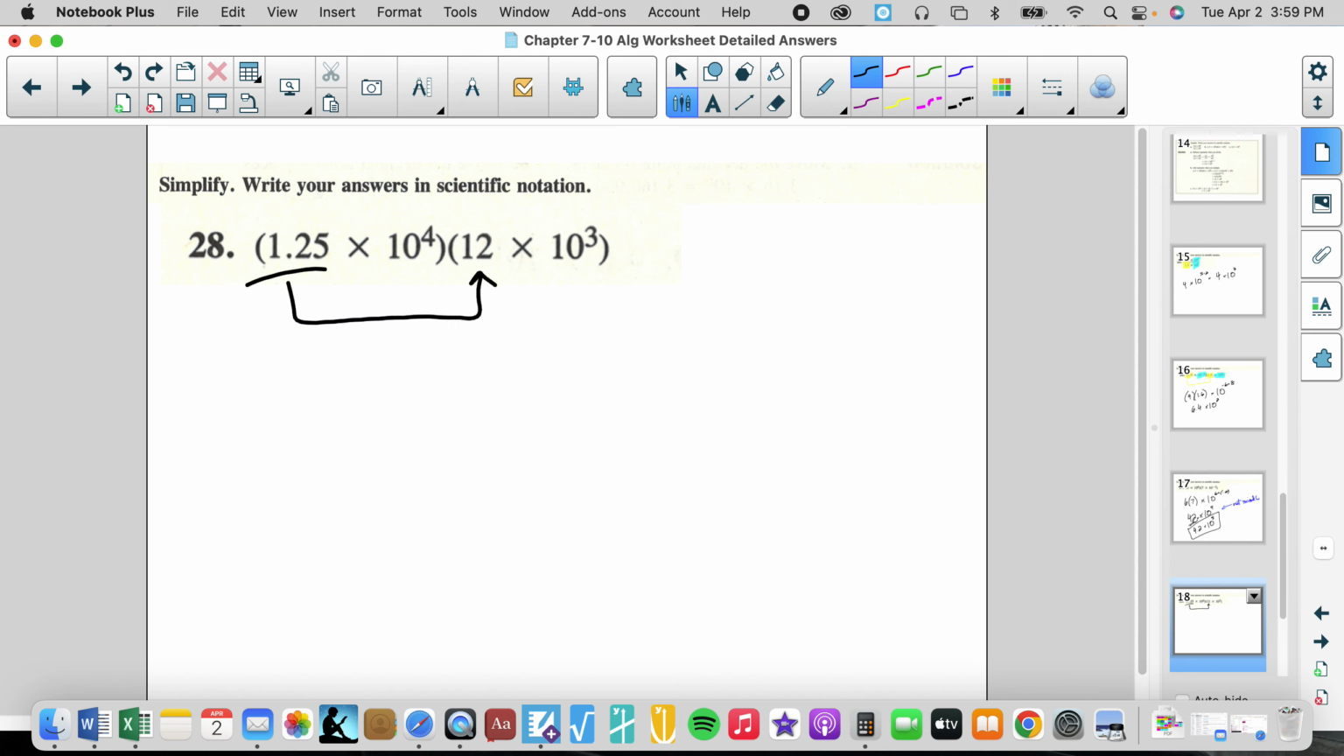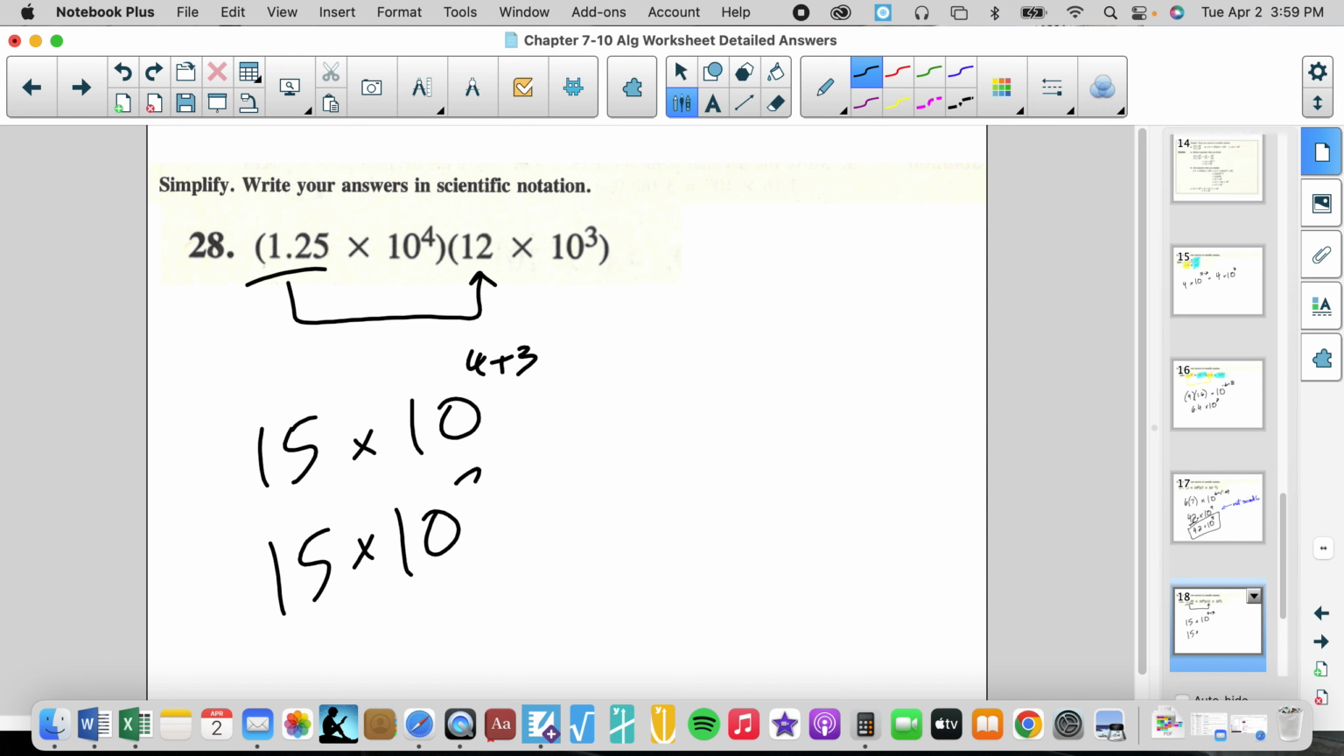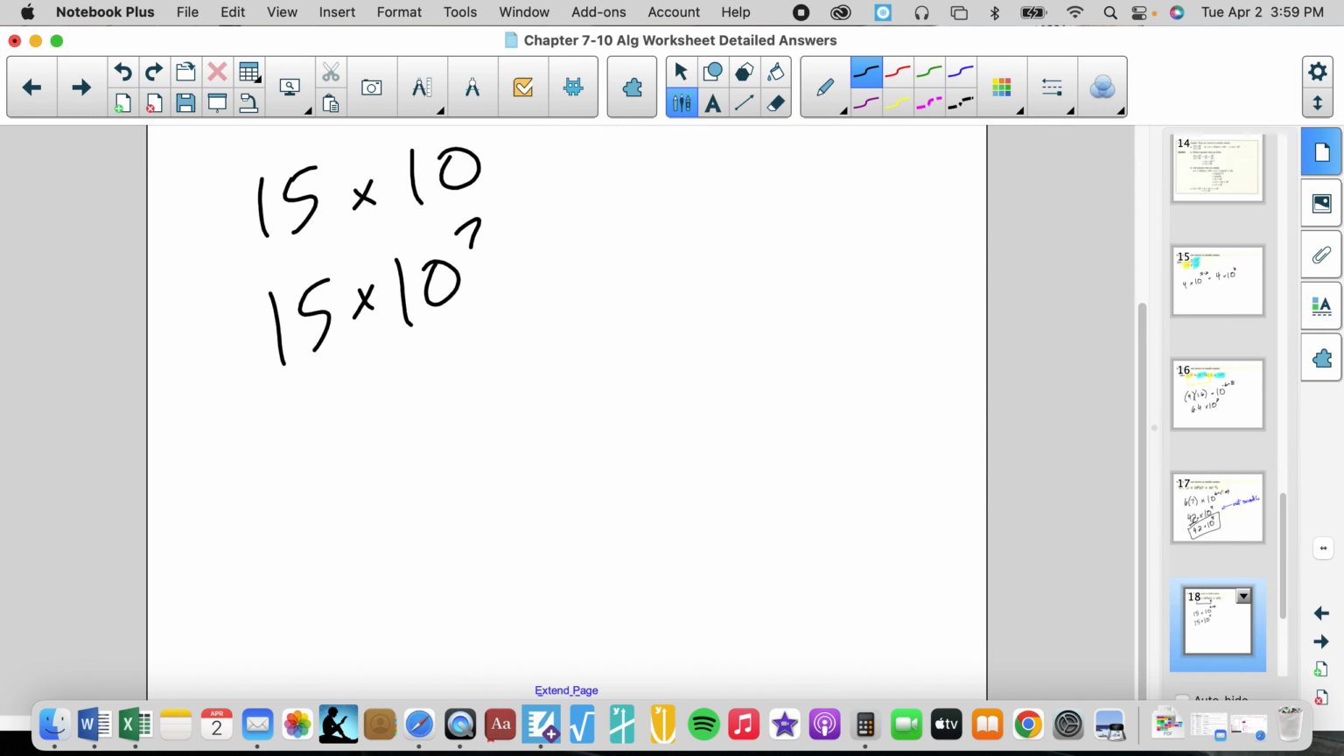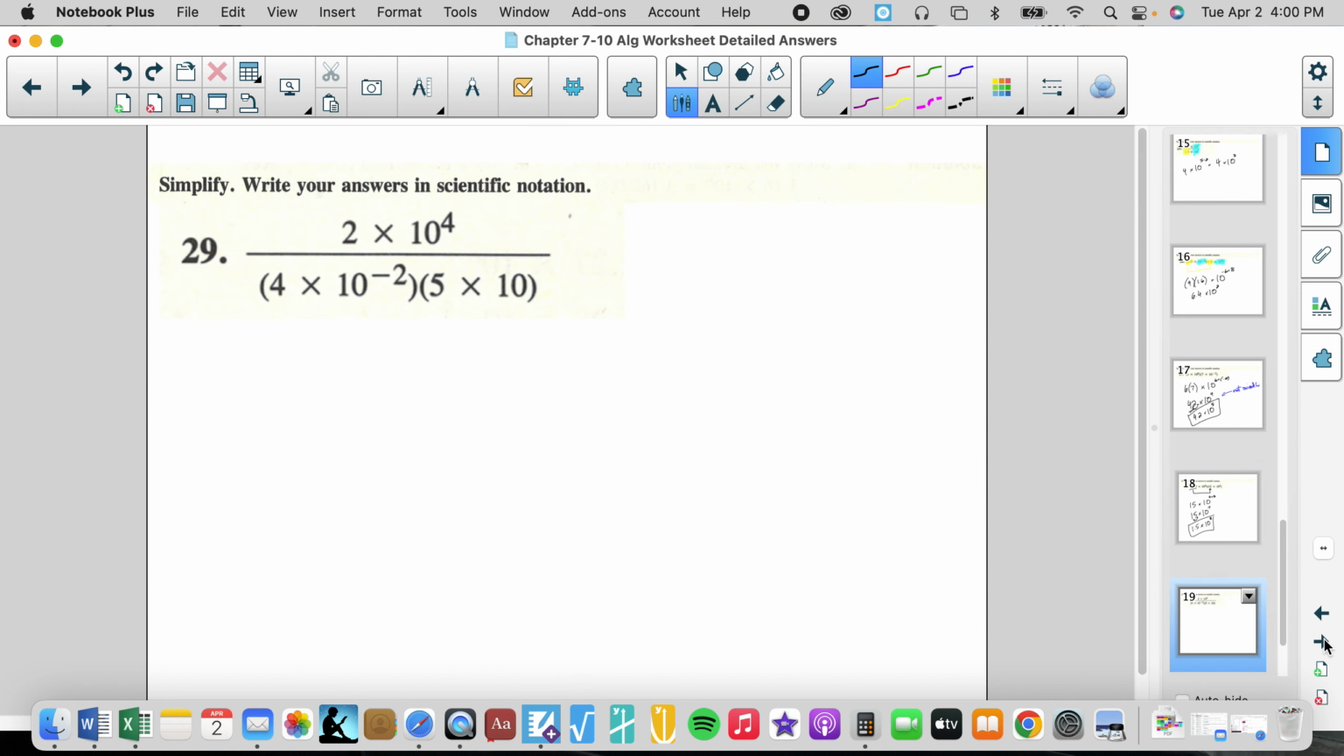1.25 times 12, which is 15, times 10 to the 4 plus 3, which is 15 times 10 to the 7th. And then I have to convert that to scientific notation. So I get 1.5 times 10 to the 8th. Nice, right? I mean, it's pretty cool. I like this.